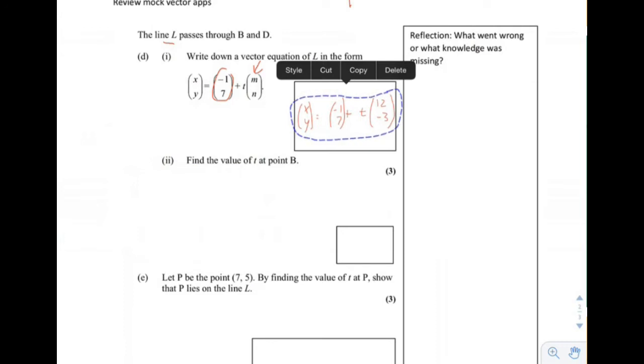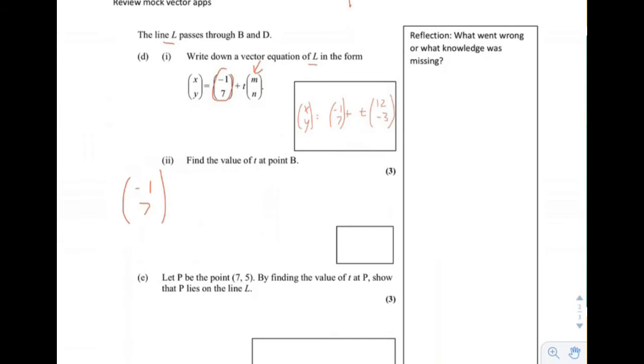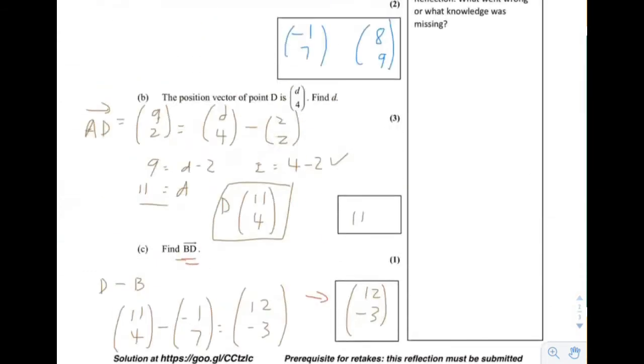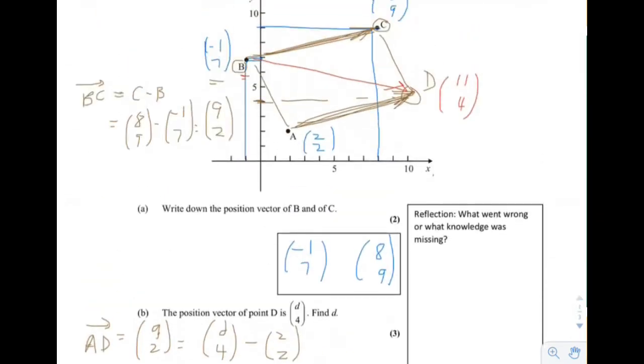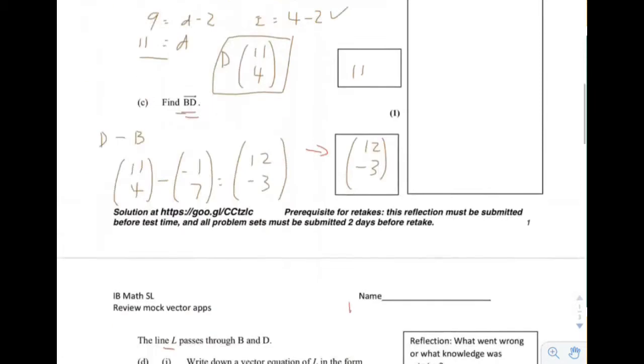Okay, all right, then it says find the value of t at point B. Remember that the position vector of point B is negative 1, 7. Let me show you that again. See, B is negative 1, 7. So if we put on the left negative 1, 7, and on the right we have negative 1, 7 plus t times 12, negative 3, then you can see that the value of t to make that true is simply 0.